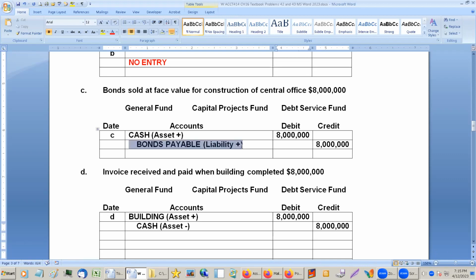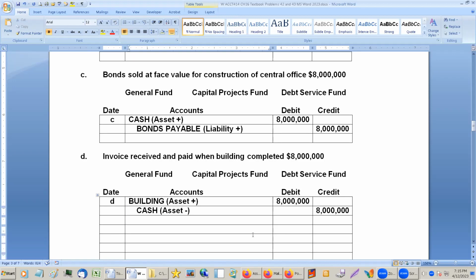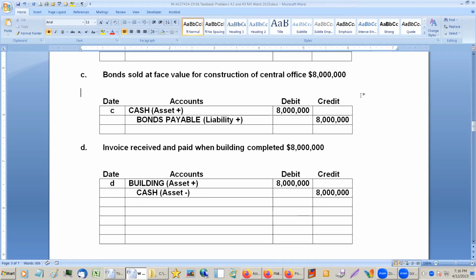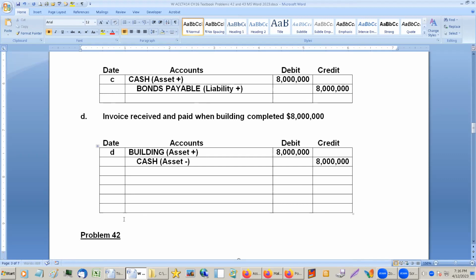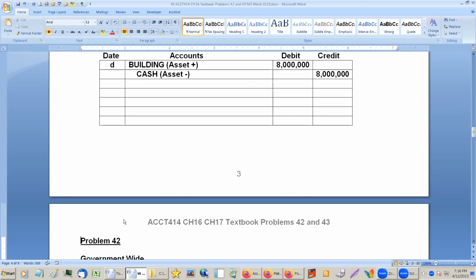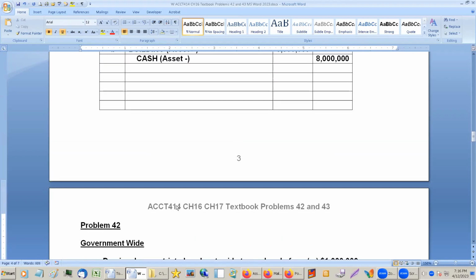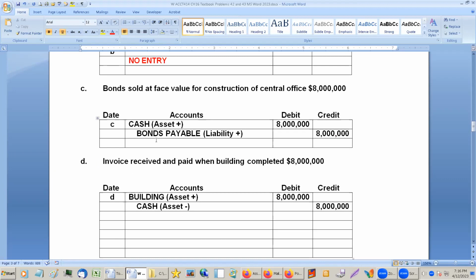You think about this is going to be bonds payable, the liability, 8 million, and we're going to have the building, 8 million. And these, I shouldn't have these in there. Those are all considered the same group for this method. Okay, so this is just issued bonds, paid for the building, that's it.